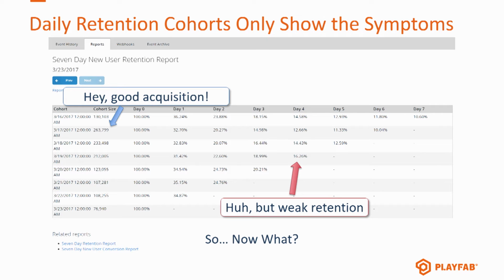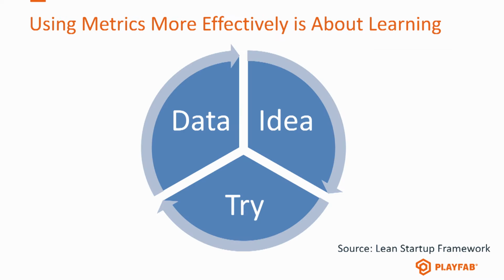So the idea is, for any time you're managing your game as a live service, you're going to have ideas about ways to improve it. Whether those are based on user feedback, or based on the data that you're getting in, you get the idea. You test and try out those ideas, and then you get more data from that, and it's a cycle. Ideate, test, review the data.